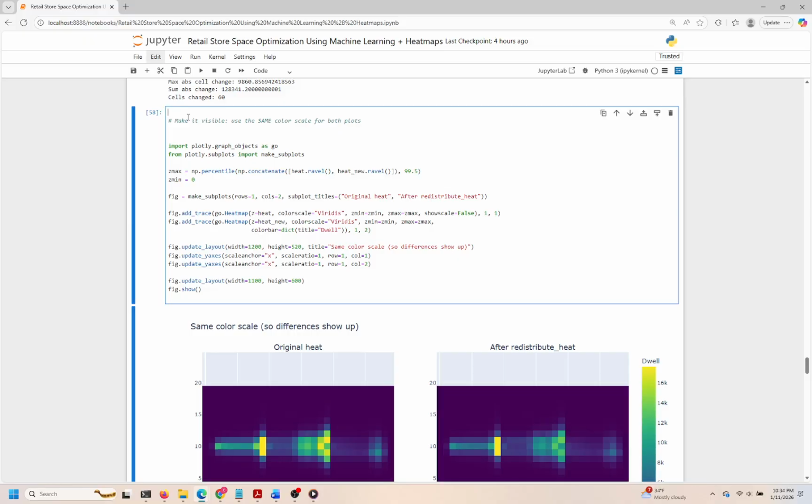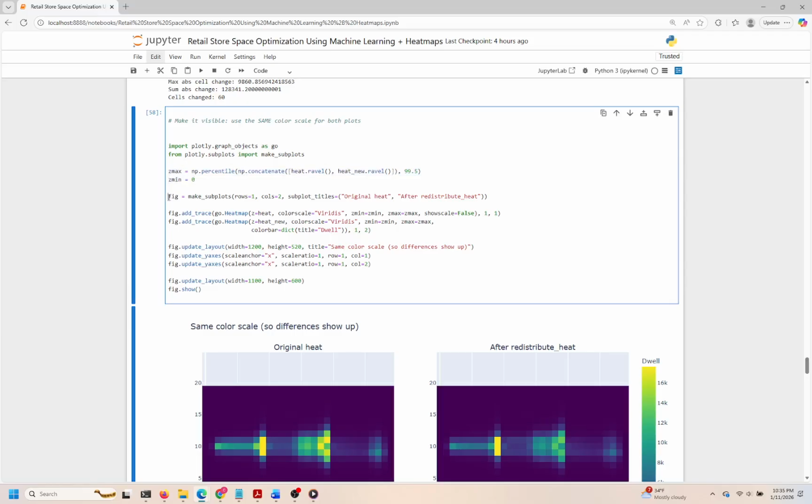The code achieves this by first calculating the maximum value for the color scale. This is done using the 99.5 percentile of the combined values from both heat maps, ensuring that outliers do not skew our visual comparison. Setting the minimum value to 0 establishes a clear baseline, allowing the viewer to interpret the intensities effectively. A subplot is created to accommodate both heat maps, ensuring they share the same layout.